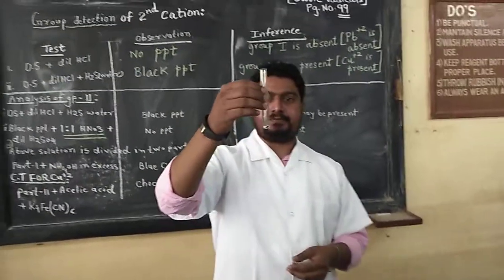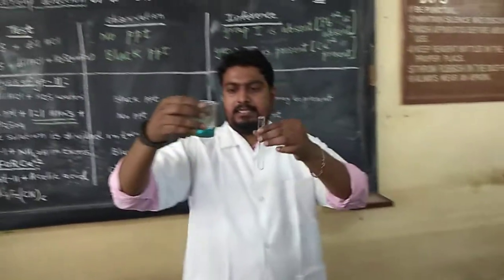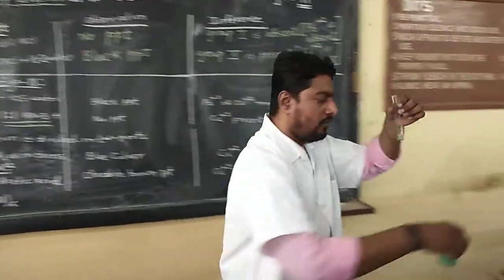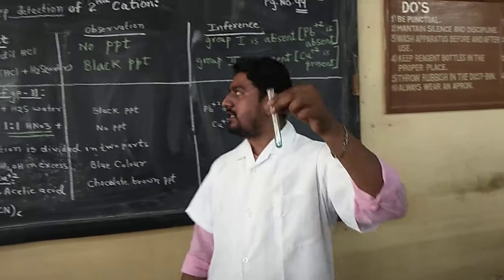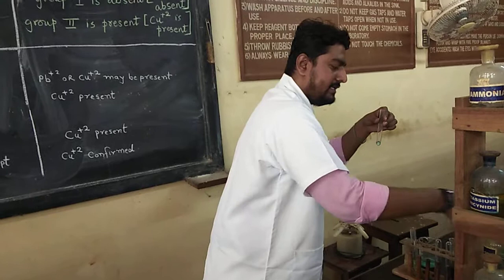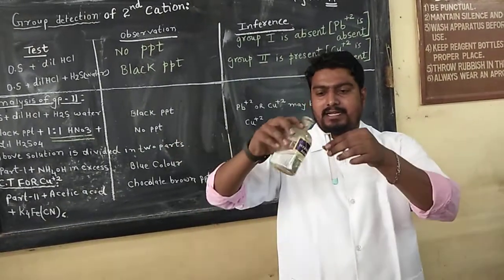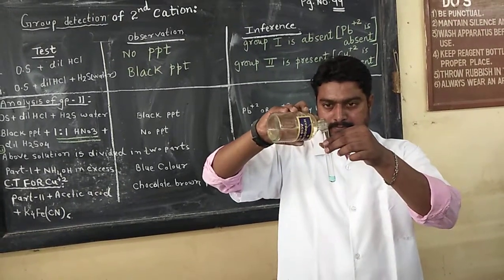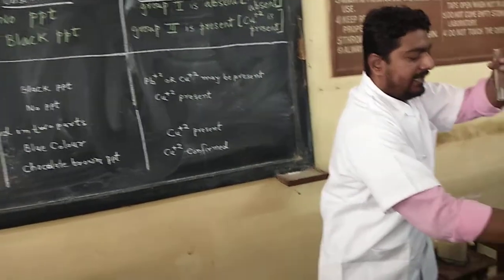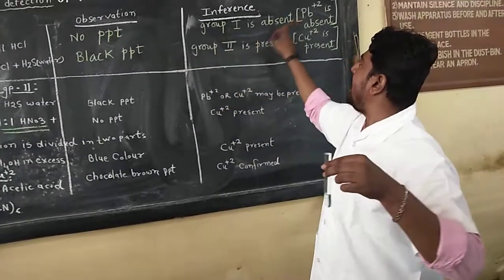I have this test tube. In that test tube I am adding a little amount of original solution, and in that original solution what we have to add? Dilute HCl. See, this is your dilute HCl, hydrochloric acid. I am adding that. See, what you get? No PPT. You did not get anything, so no PPT. No PPT here means group 1 is absent.